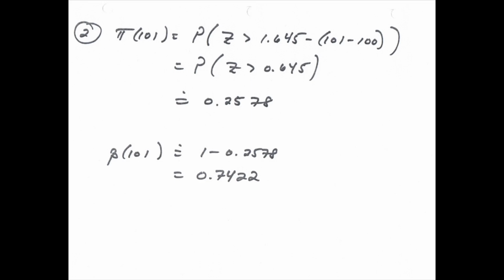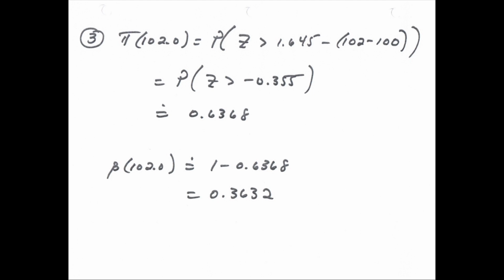The beta function evaluated at 101 is obtained by subtracting from 1 the value of the power function, and so 1 minus 0.2578, and that gives us 0.7422. And so we see that when mu is equal to 101, there's about a 74% chance that we're going to get hold of a sample that will not lead us to reject the null hypothesis.